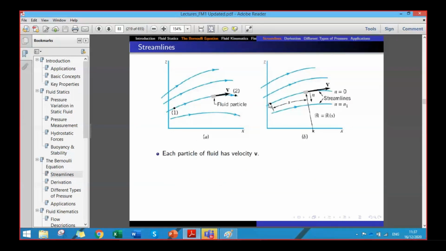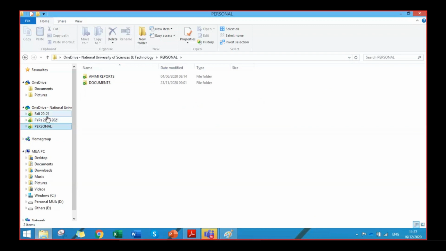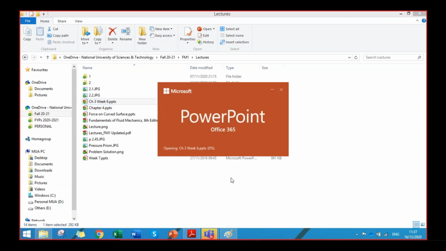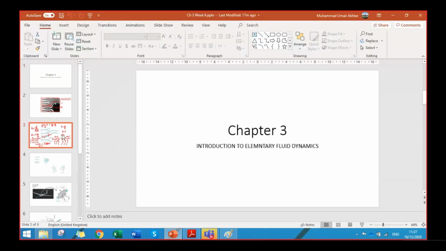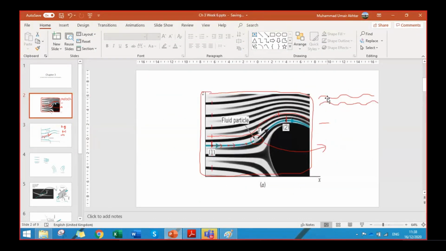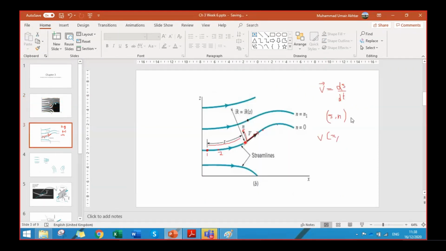So we will discuss a little bit about streamlines and steady flow, what it is and how we model it. We'll just be discussing that. Just give me a minute.